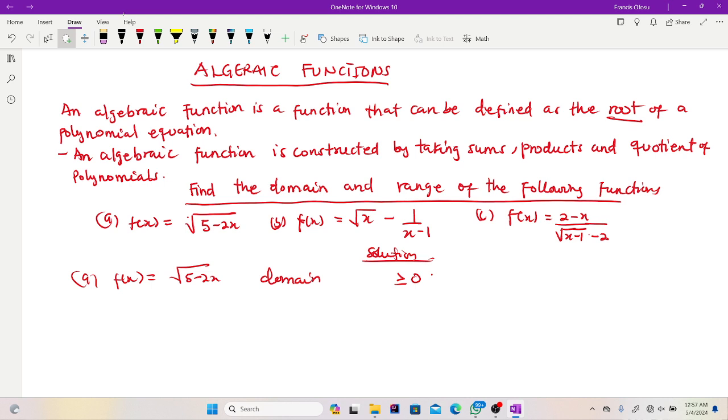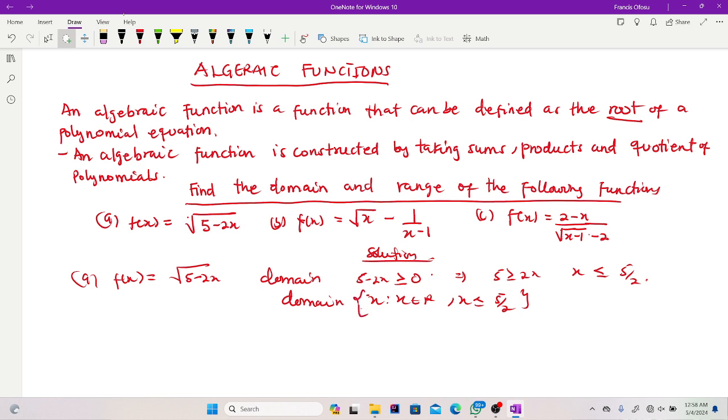So that means our 5 minus 2x should be greater than or equal to 0, right? Therefore, we can further simplify this and get 5 greater than or equal to 2x, and x less than or equal to 5 over 2. Therefore, our domain is stated as x such that x is a member of all real numbers where x is less than or equal to 5 over 2. As simple as that.